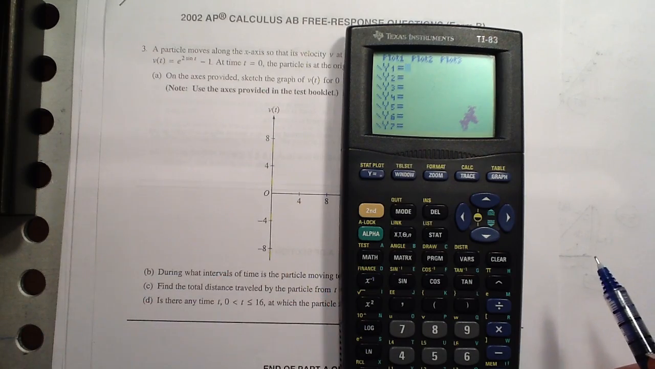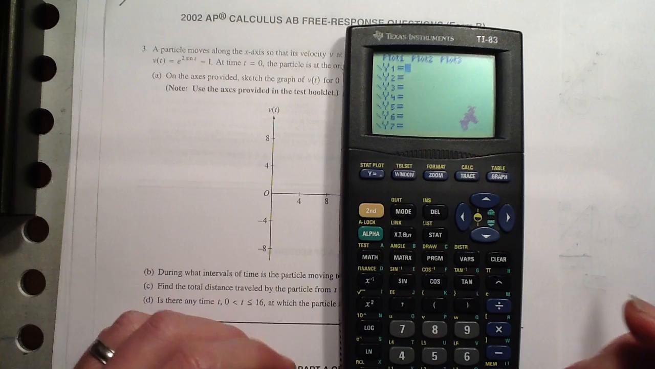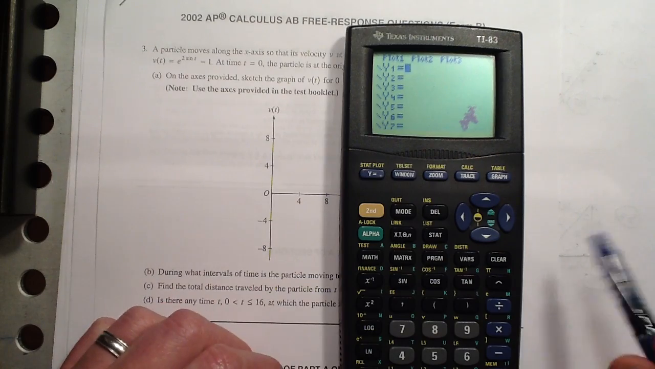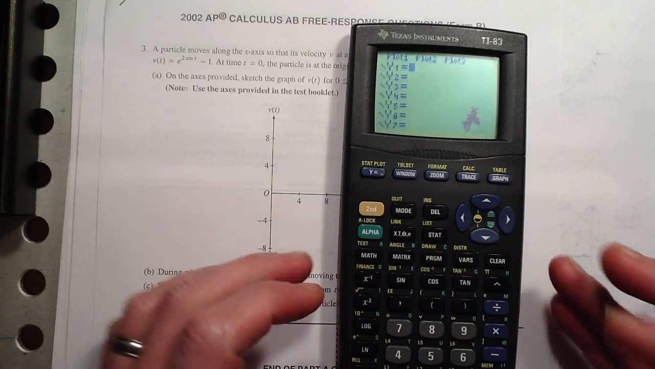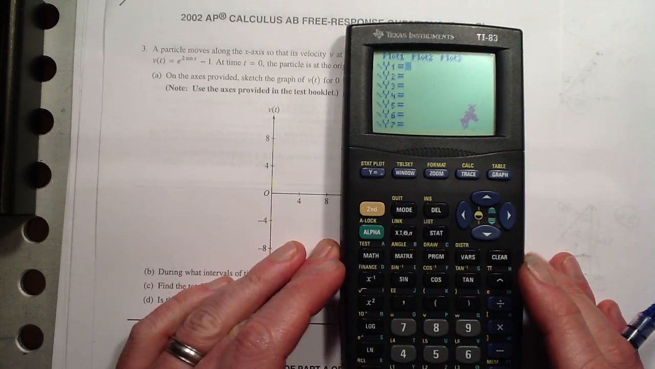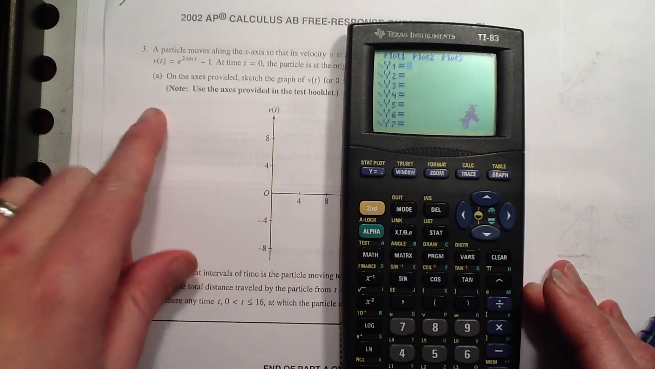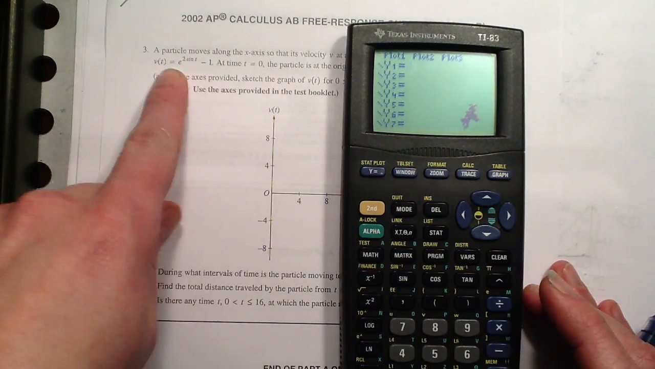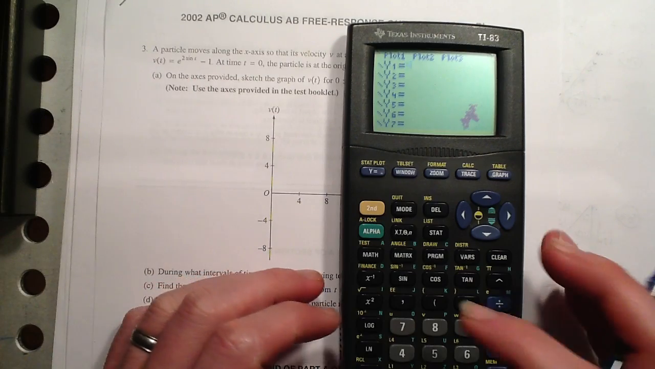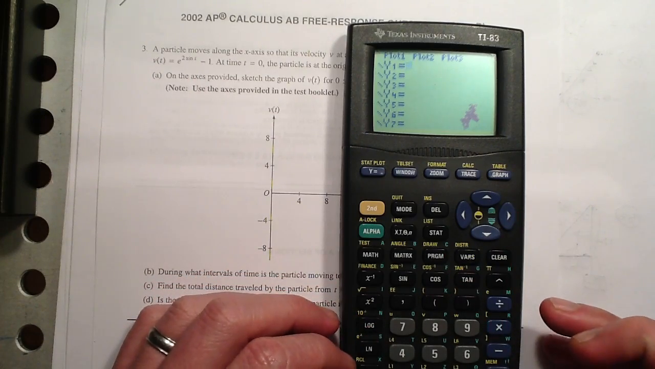Okay, this video has the solutions for the free response questions that have to do with section 6-7, rectilinear particle motion, using integrals and derivatives. The first part of this problem, they just want us to graph the velocity function. They gave us that, so I made sure that I'm in radian mode.